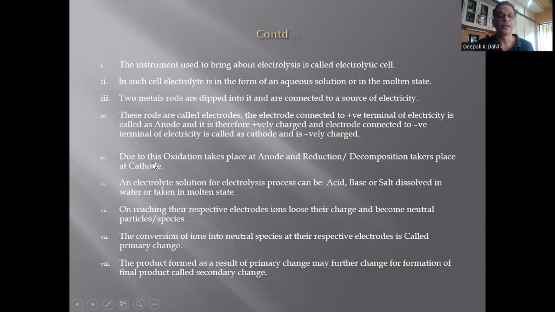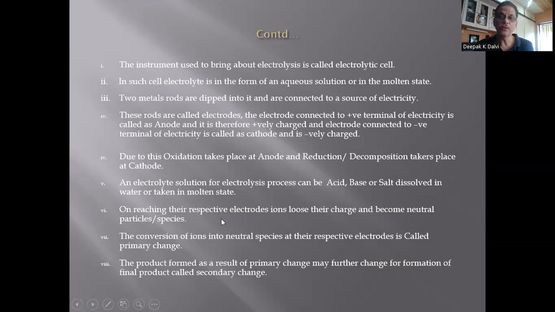Oxidation takes place at the anode, and reduction takes place at the cathode. So what can the electrolyte solution be for the electrolysis process? It can be an acid, base, or salt, dissolved in water or taken in the molten state.